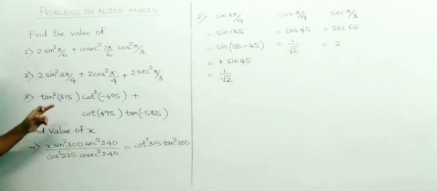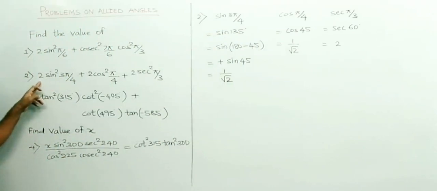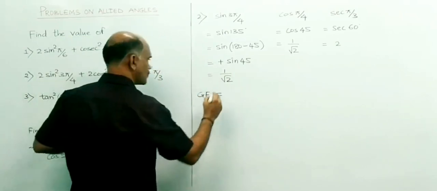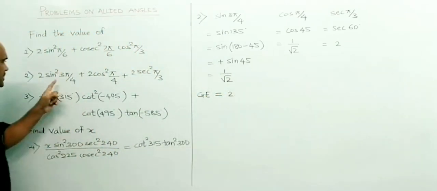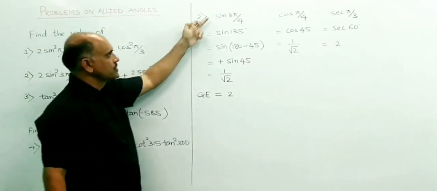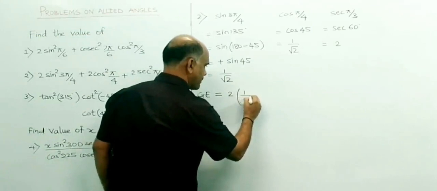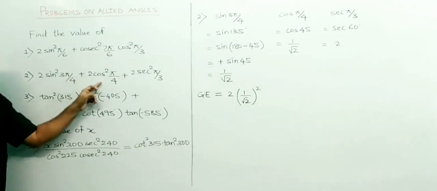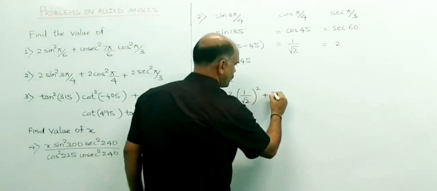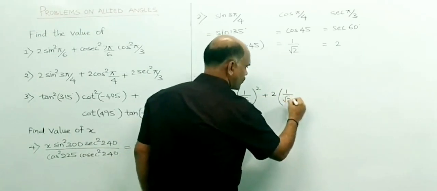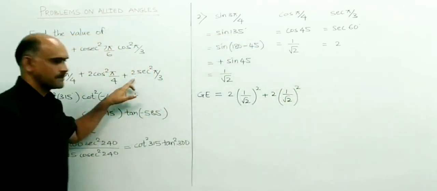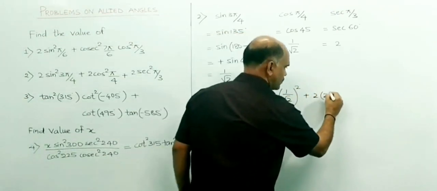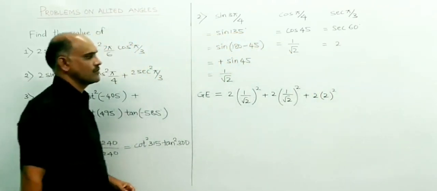Now, all the three values I will substitute in given expression. I will substitute in this second expression. So given expression is equal to 2 into sin square 3 pi by 4, that is 1 by root 2 square, plus 2 cos square pi by 4, 1 by root 2 bracket square, plus 2 into secant square, that is 2 square. Secant square 60 or pi by 3.